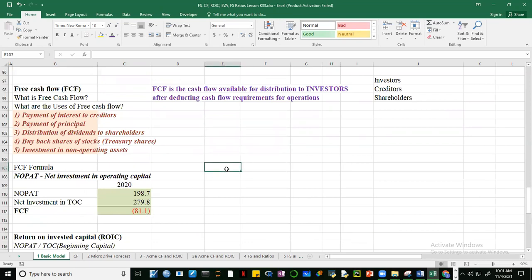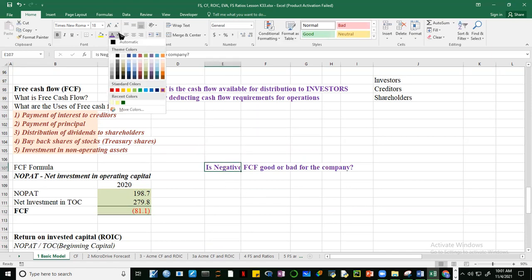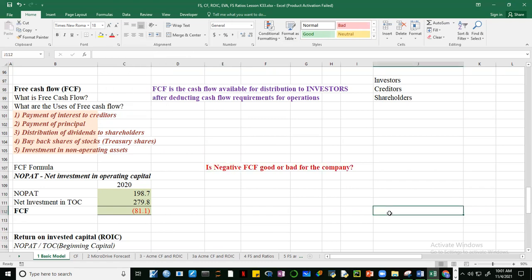So that begs the question, guys, is a negative free cash flow good or bad for the company? Let me pose this question to you guys. What's your answer to this? The company's free cash flow is negative 81.8. Is this good or bad? What's your take on that? Any comments?